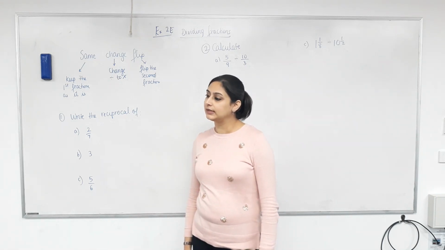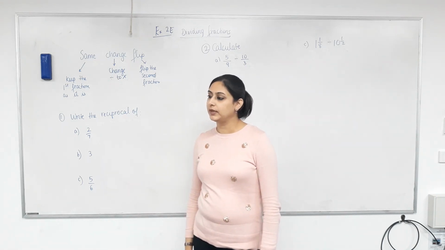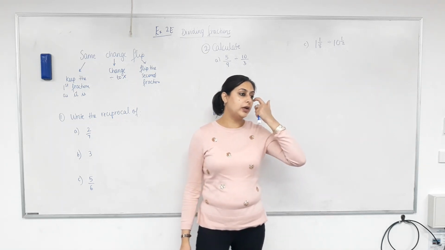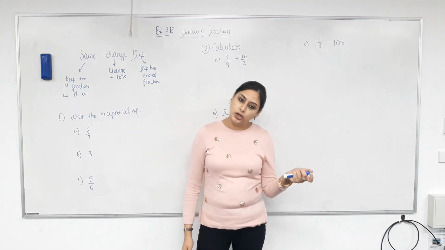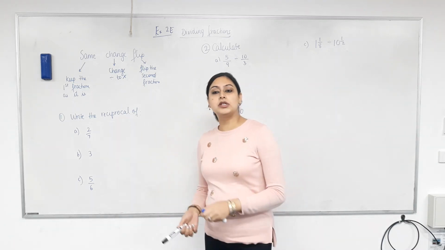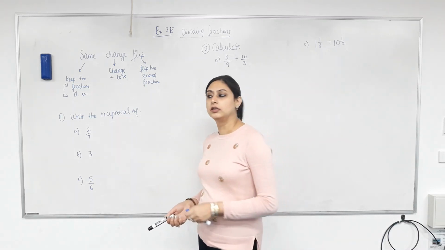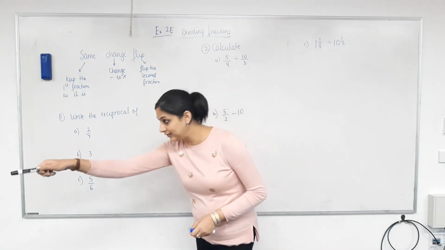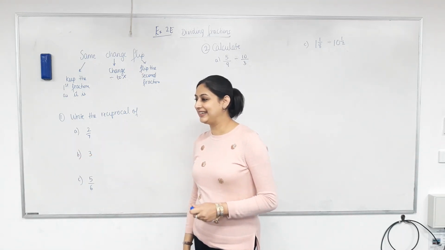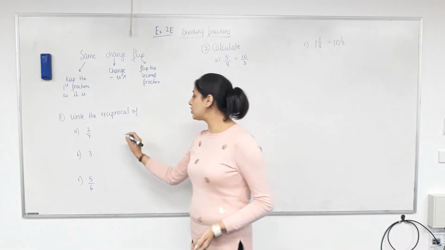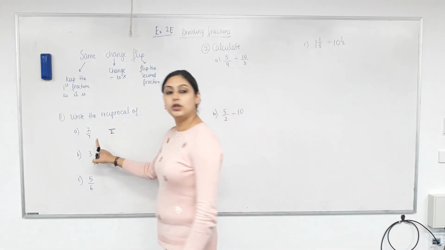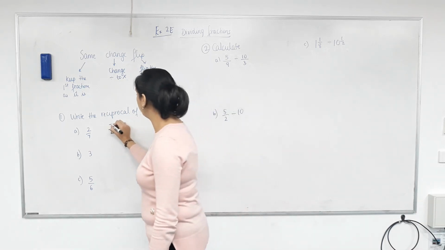Reciprocal is when you switch the numerator with the denominator. Exactly. When we flip the fraction, the numerator becomes the denominator and the denominator becomes the numerator. So what would be the reciprocal of 2 over 7? 7 over 2. Is that right? The numerator is 2, it becomes the denominator. The denominator is 7, it becomes the numerator.